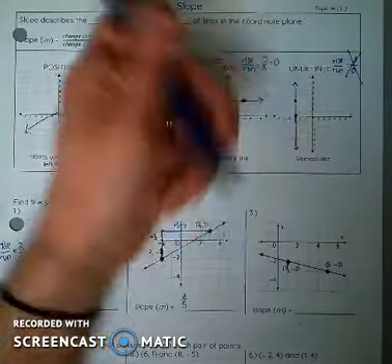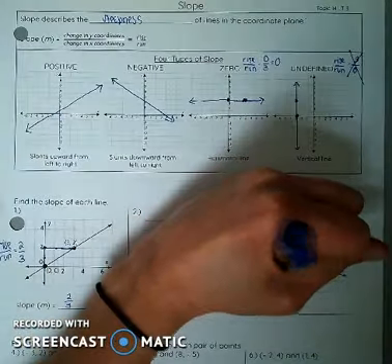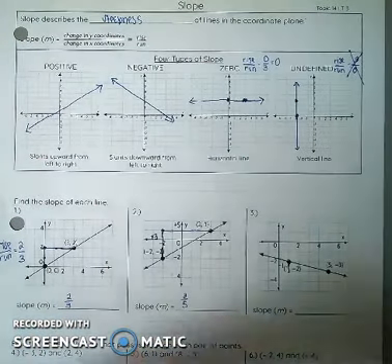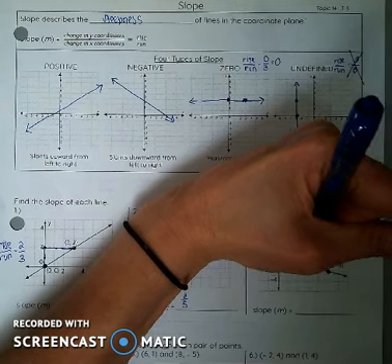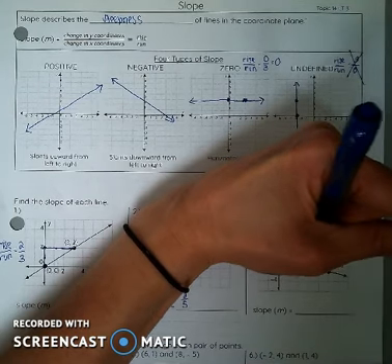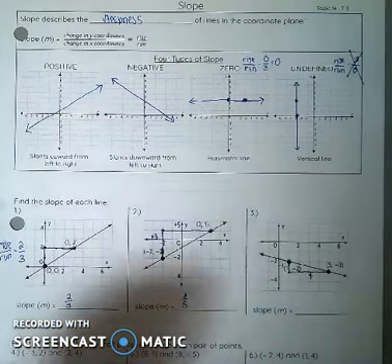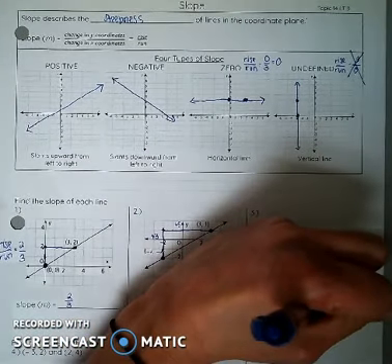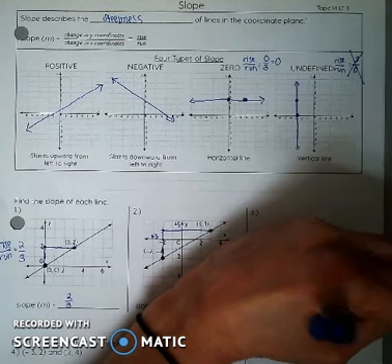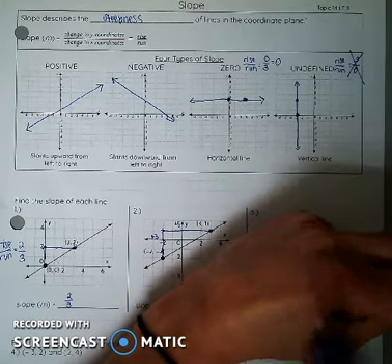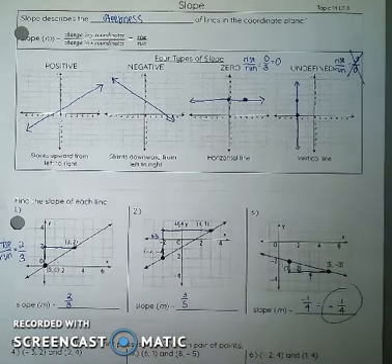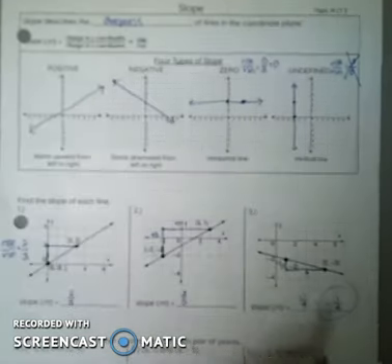Now since I'm going down, I'm going in the negative direction, so that means negative 1 for my rise, and then I go to the right 1, 2, 3, 4. Now going to the right, remember, is a positive value, so that's positive 4. But when I take negative 1 over 4, that's going to give me a slope of negative 1 over 4 like this.